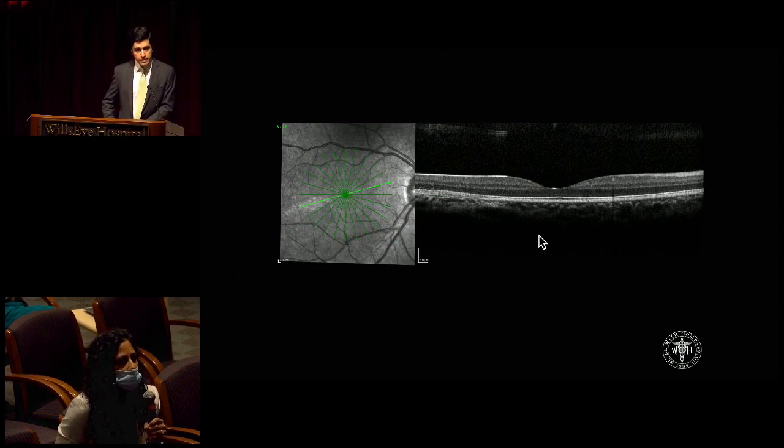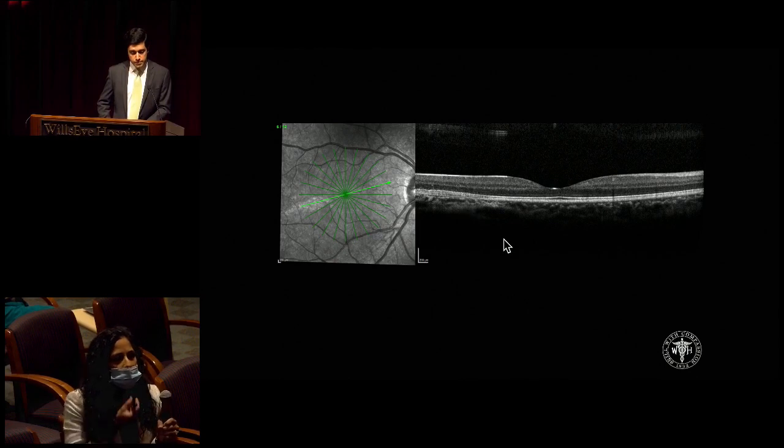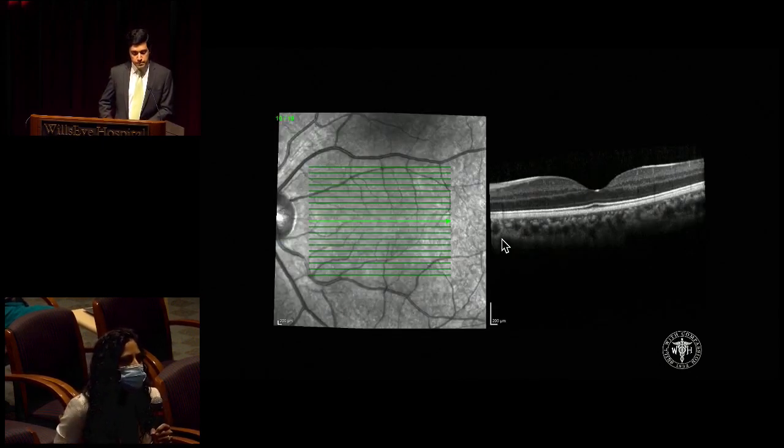And then a radial scan through that lesion, again, showing similar thinning of the ellipsoid zone, and then this disruption here in the inner and outer segments, and then, again, thinning of the RPE as well. And then OCT through the left eye looks normal.